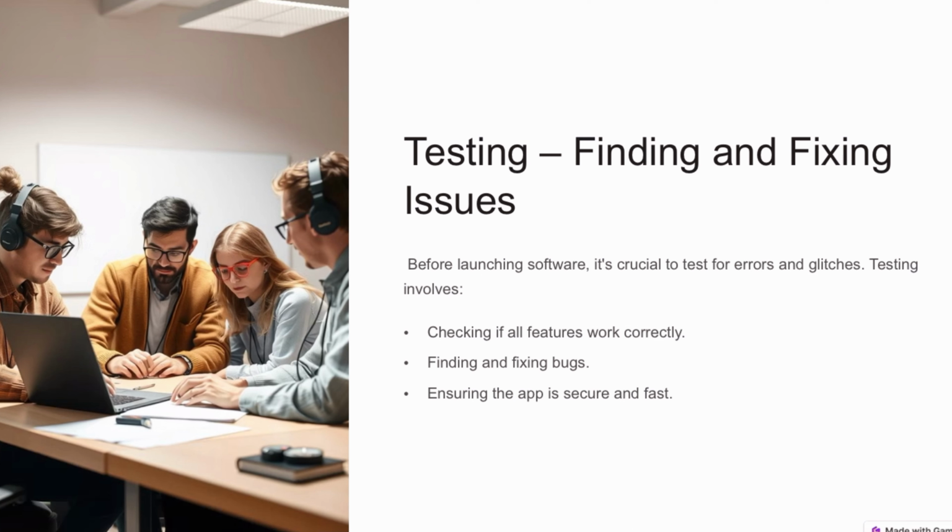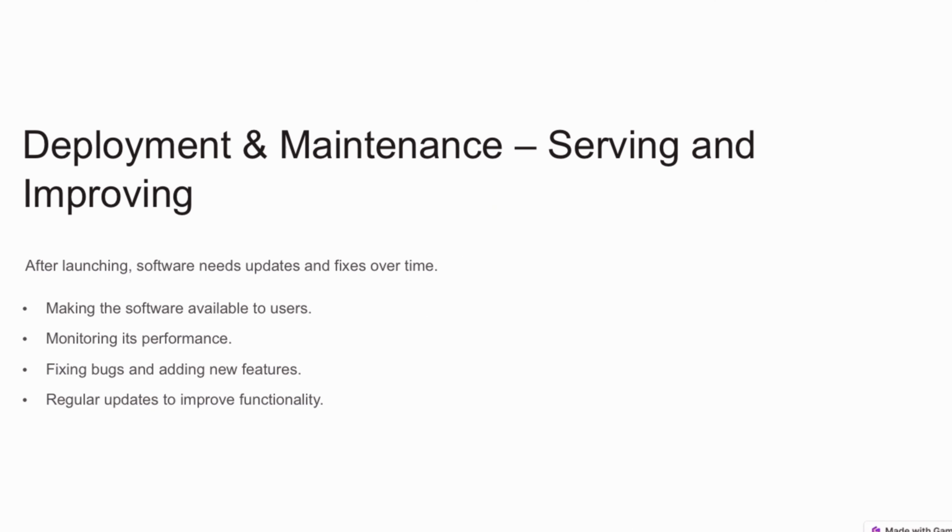The fifth one is testing, finding and fixing issues. Before serving a meal, you test it to make sure it is good. Similarly, before launching software, we test it for errors and glitches. Example, for our study partner app, testers will try signing up with incorrect emails to see if errors appear. Test if the matching system pairs students correctly. Check if messages in the chat system are sent and received properly. Fixing issues before launch ensures a smooth experience for users.